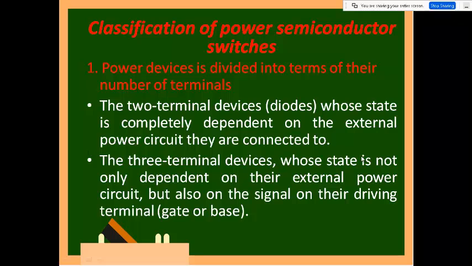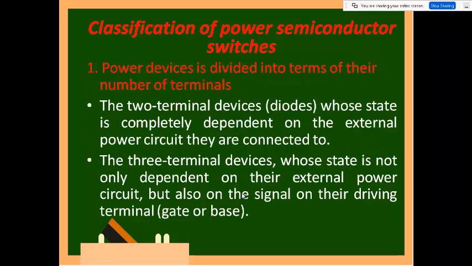Then moving to 3 terminal devices, whose state depends not only on the external power circuit but also on the signal on the driving terminal, the gate. We call it gate or base. For some devices we call it base, and for some devices we call it gate. Only if you give the supply to this gate or base will the device get turned on, otherwise the device will not be turned on. So the external power does not have any influence, only the firing pulse has the influence. This is the difference between 2 terminal and 3 terminal devices.